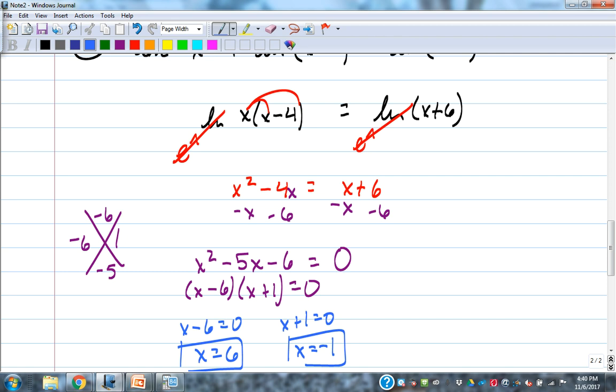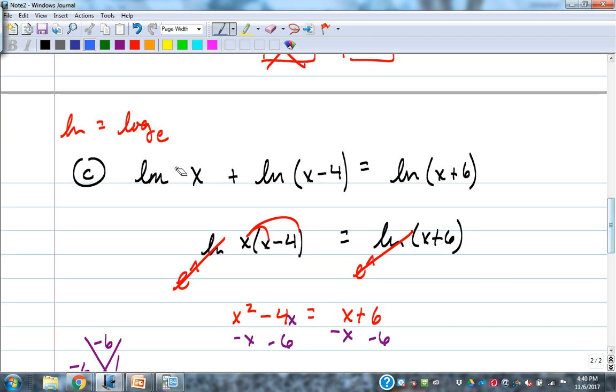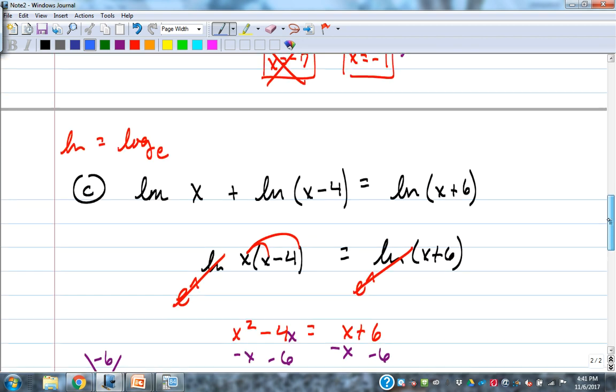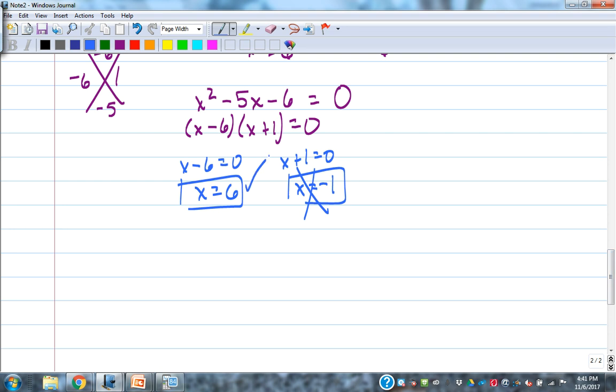If I go back to the original problem, the very first term has natural log of x. If I throw a negative 1 right there, it automatically says I can't do it. Not going to work, so this one's out. Let's make sure 6 doesn't give us a negative somewhere else. If I plug 6 in, it's okay in the first piece. 6 minus 4 is positive 2, so that's okay. 6 plus 6 is positive 12, so that's okay. So it checks out. 6 is the one that works.